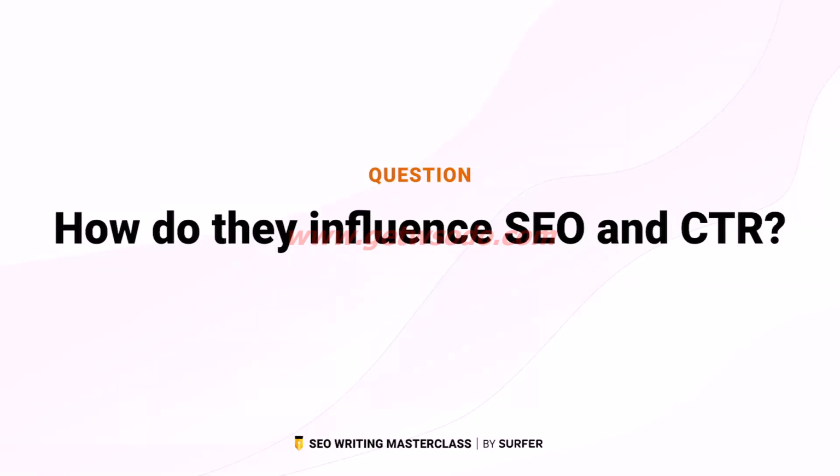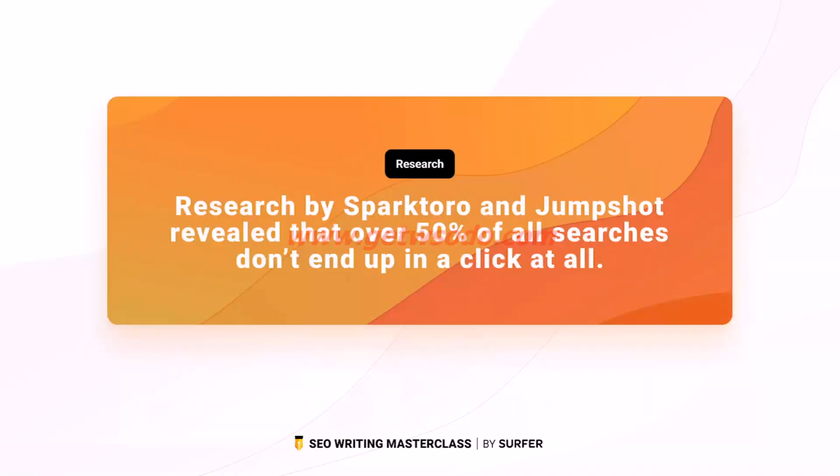Okay, so now that we know what types of structured data there are, let's talk about why you even need it and how it influences SEO and CTR. As with most things, there are pros and cons. Let me deal with the cons first. Research by SparkToro and JumpShot revealed that over 50% of searches don't end up in a click at all. And that's not all. Year by year, the number of clicks on SERP results keeps decreasing. It's not surprising. Just think about it.